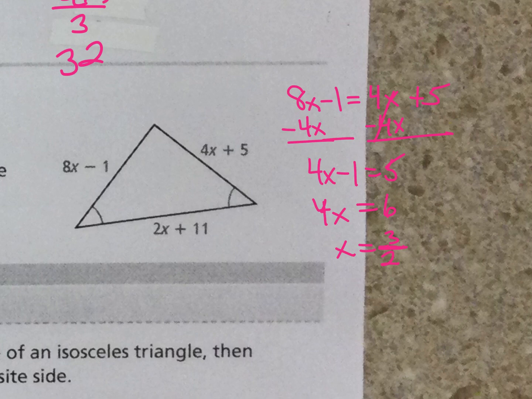All right, because I see that these two base angles are congruent, I know that this is congruent to this. And that's the one. Sorry about that, I had to sneeze. Those are the two that I'm going to set equal to each other. And you should have gotten 3/2 or 1.5.